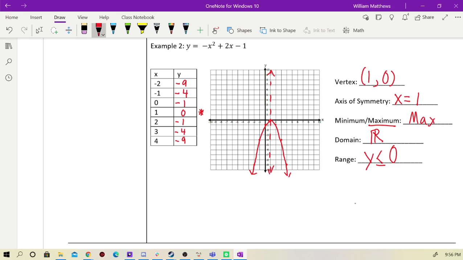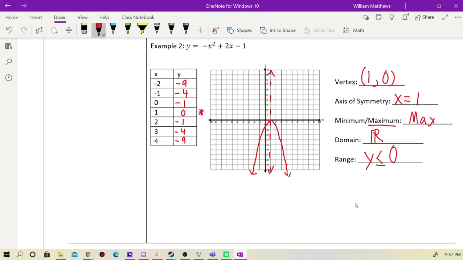So to recap, our vertex is simply the point at which our function is changing direction. It can be a minimum or a maximum value depending on the direction of our parabola. The axis of symmetry is the line in which the parabola reflects itself. It is the line where it changes direction. If they're going down, it's going to go up, and then vice versa. If it's going up, then it would go down at the axis of symmetry.